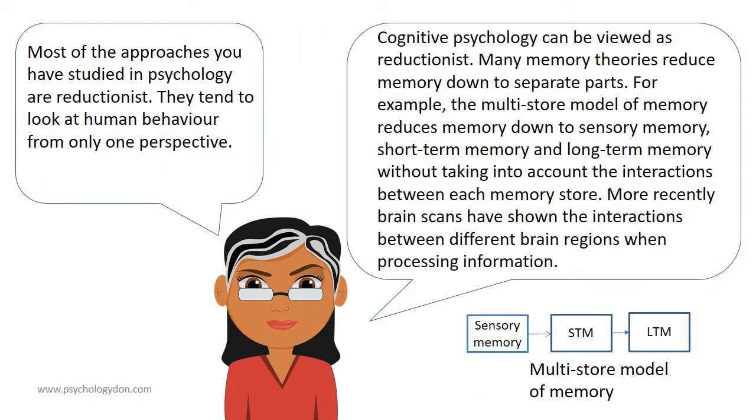Most of the approaches you have studied in psychology are reductionist. They tend to look at human behaviour from only one perspective. Cognitive psychology can be viewed as reductionist. Many memory theories reduce memory down to separate parts. For example, the multi-store model of memory reduces memory down to sensory memory, short-term memory and long-term memory, without taking into account the interactions between each memory store. More recently, brain scans have shown the interactions between different brain regions when processing information.